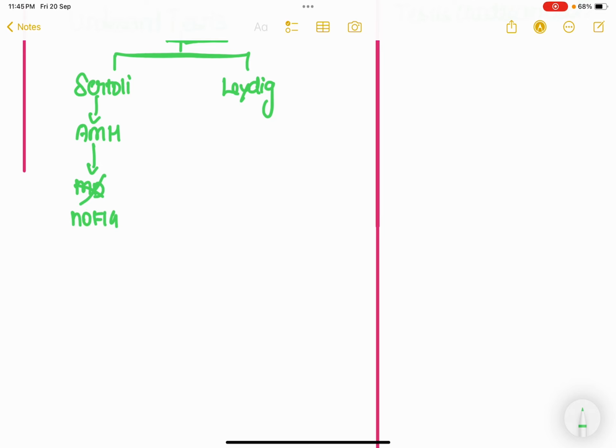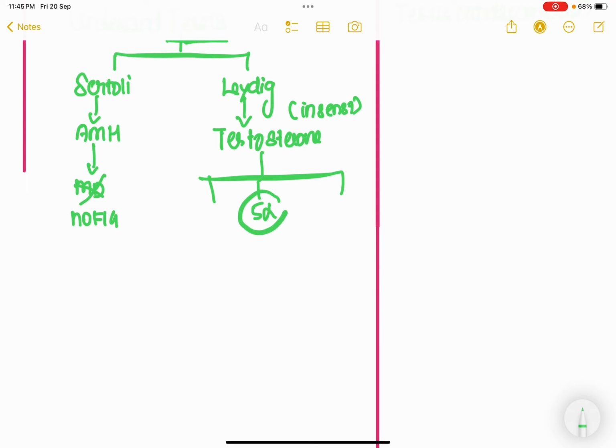On the other hand, in complete androgen insensitivity syndrome, Leydig cells will produce testosterone. Yes, it will produce testosterone. But since these patients are insensitive to the testosterone, the further functions which the testosterone has to do, what are the further functions? One function is that testosterone gets converted into dihydrotestosterone. 5-alpha reductase is the enzyme responsible for that.